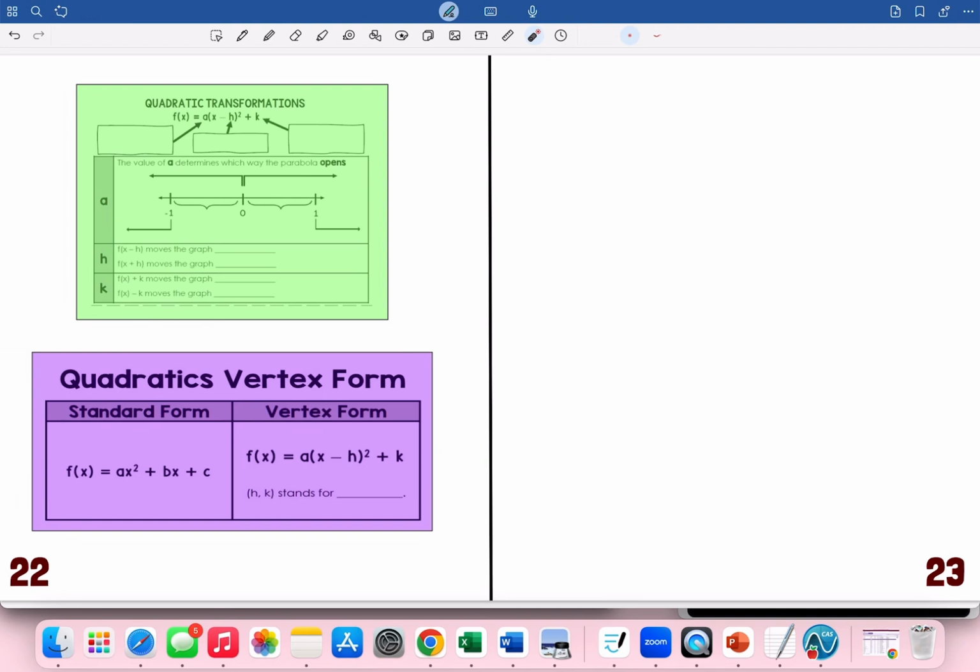So yesterday, I went ahead and gave you this foldable. If you were absent yesterday, please go ahead and grab this from the substitute. The foldable for yesterday is already in the folder on the wall, so please make sure you grab that if you were absent as well.